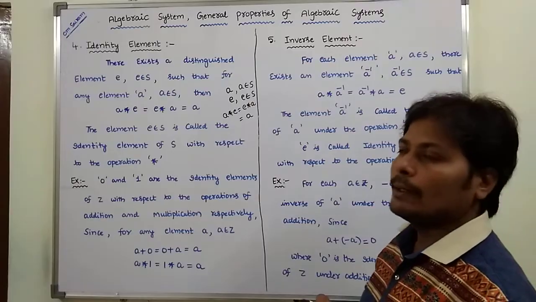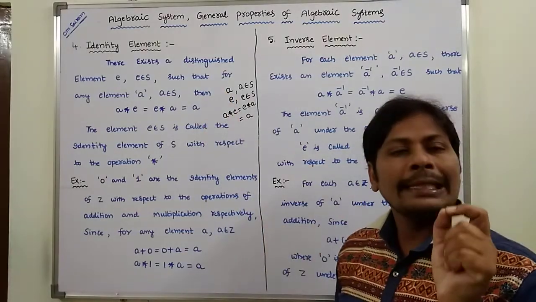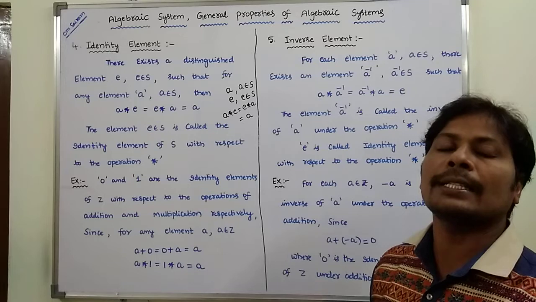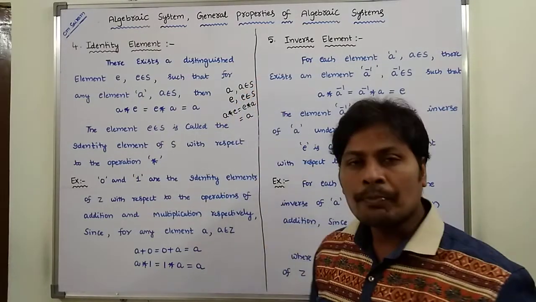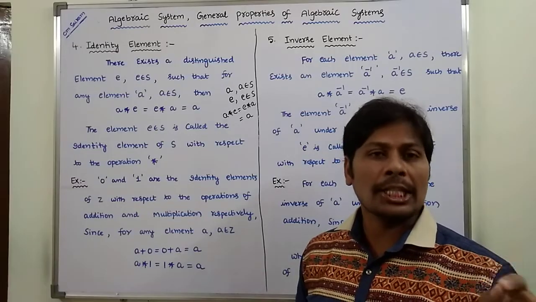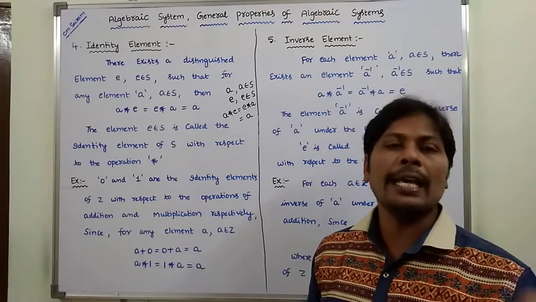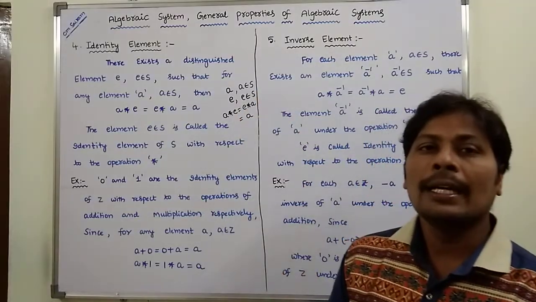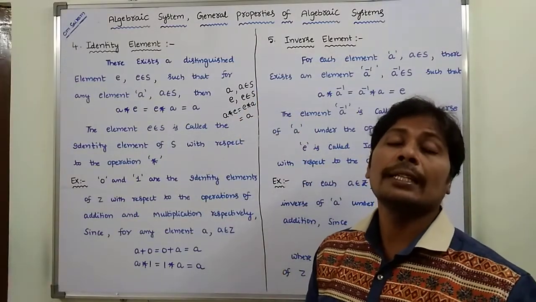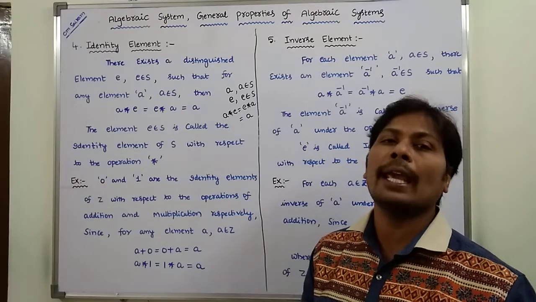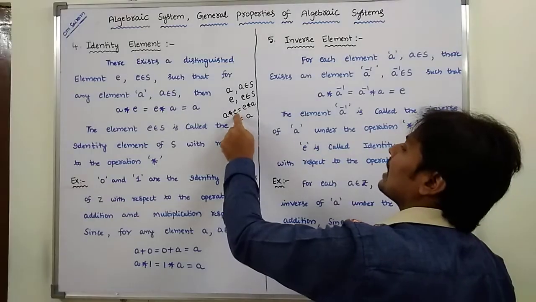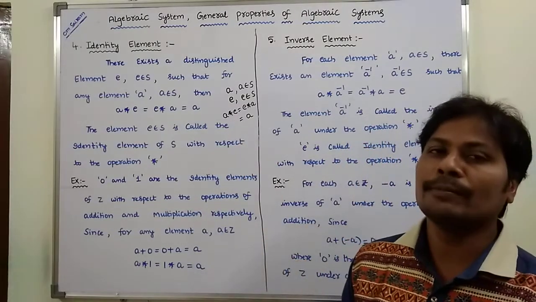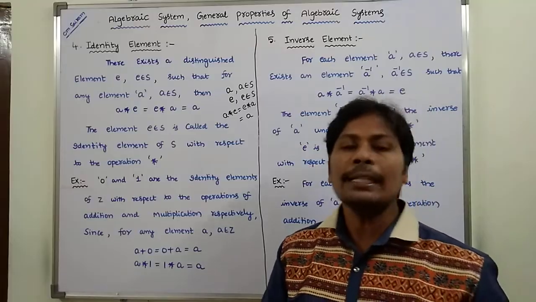Okay, so let us take an element A. A belongs to S. That means element A is taken from the non-empty set S. And also we can take a distinguished element, that is E. E is also taken from the non-empty set S. Therefore E belongs to S. Then it must satisfy the condition A star E is equal to E star A is equal to A. Here E is called the identity element with respect to the operation multiplication. Okay, so this is the identity element property.